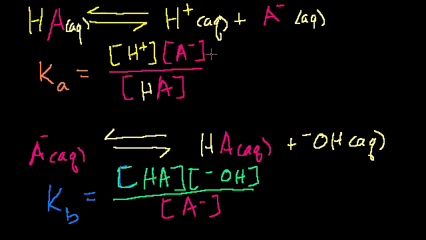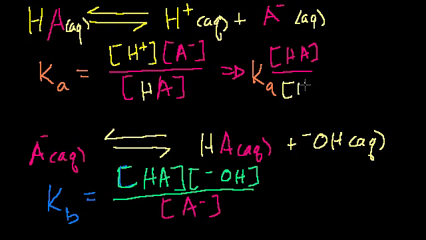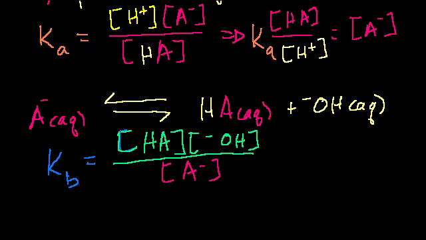Right? If we multiply both sides of this equation by HA over H plus, we get, on the left-hand side, Ka times the inverse of this. So you have your HA over H plus is equal to your concentration of your conjugate base, A minus. And let's do the same thing here, solve for A minus.